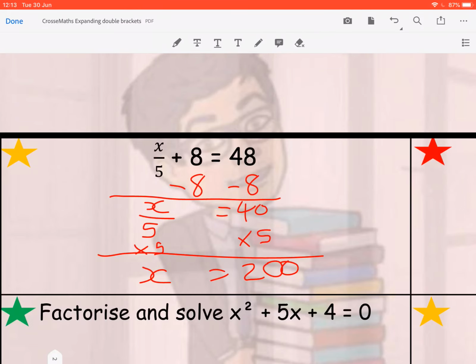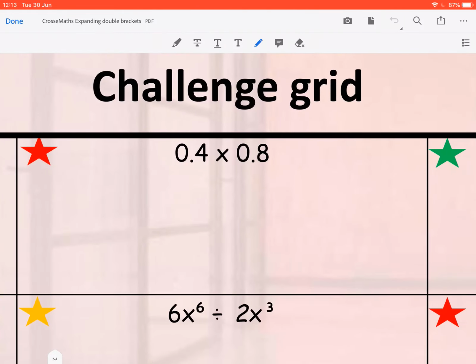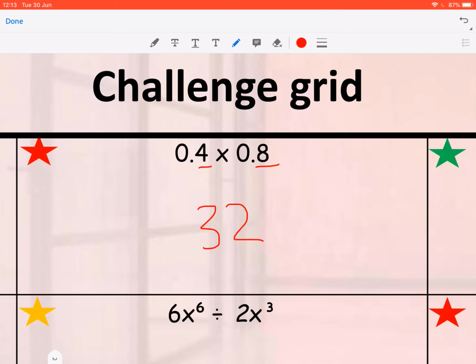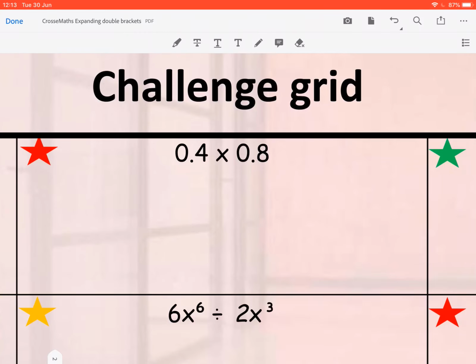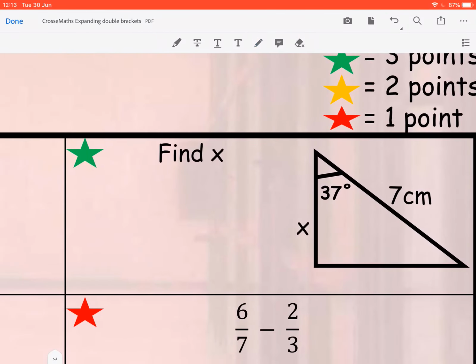First one done. Next one, I've got 0.4 times 0.8. Easiest way to think about this, just do 4 times 8 in your head. 4 times 8 is 32. Then I've got 2 numbers after the decimal point in my question, so I count back 1, 2, and put a decimal point in my answer, 0.32. 1 mark.